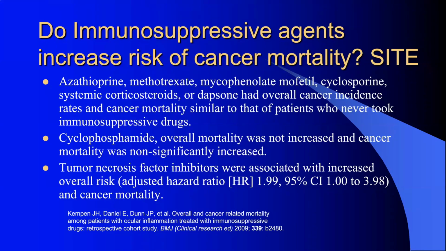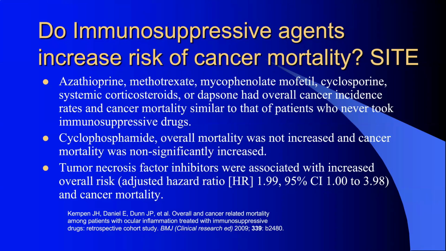So what the SITE studies showed us is that azathioprine, methotrexate, mycophenolate, cyclosporin, systemic corticosteroids, or dapsone had overall cancer incidence rates and cancer mortality rates similar to that of patients who never took immunosuppressive medications. Isn't that amazing? But there are agents that we use that are pretty toxic, like cyclophosphamide.